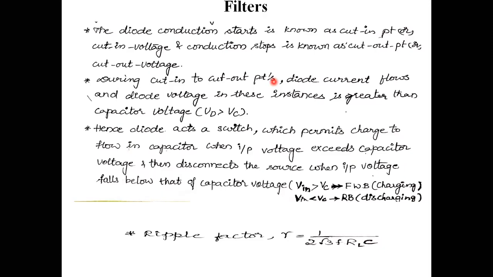When input voltage Vin is greater than the capacitor voltage, the diode is in forward bias condition, and we call this condition charging of the capacitor. When Vin is less than Vc, the diode is in reverse bias condition and disconnects the source. Then we consider that the capacitor is in the discharging process. We consider that time period as discharging time, whereas in the forward bias condition we consider the time period as charging time.